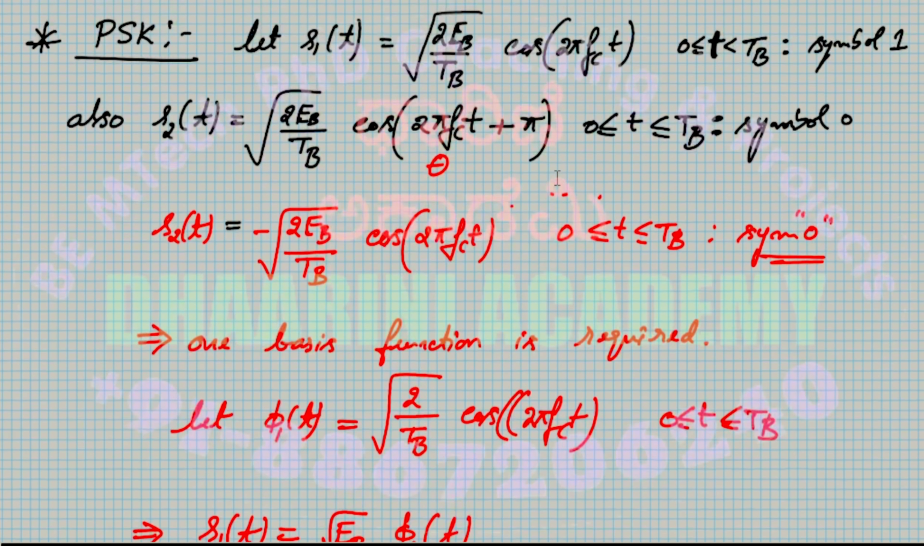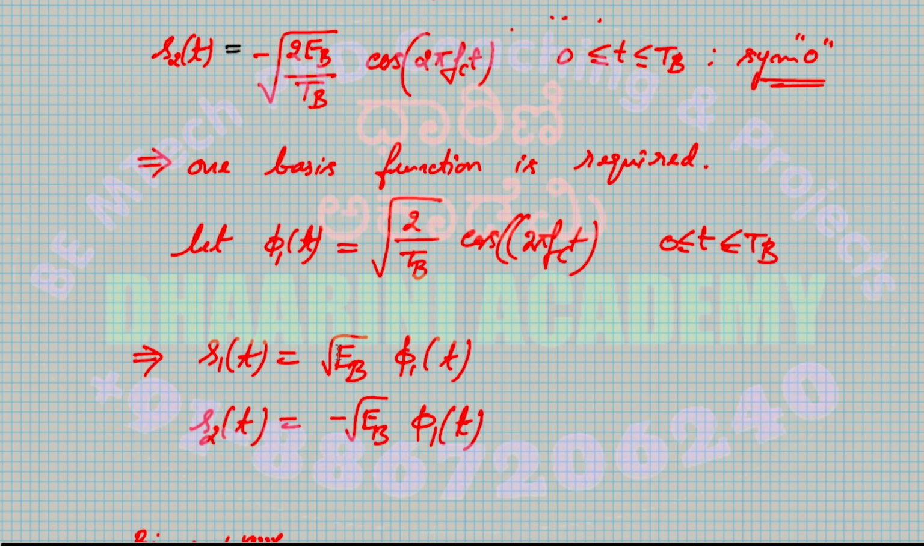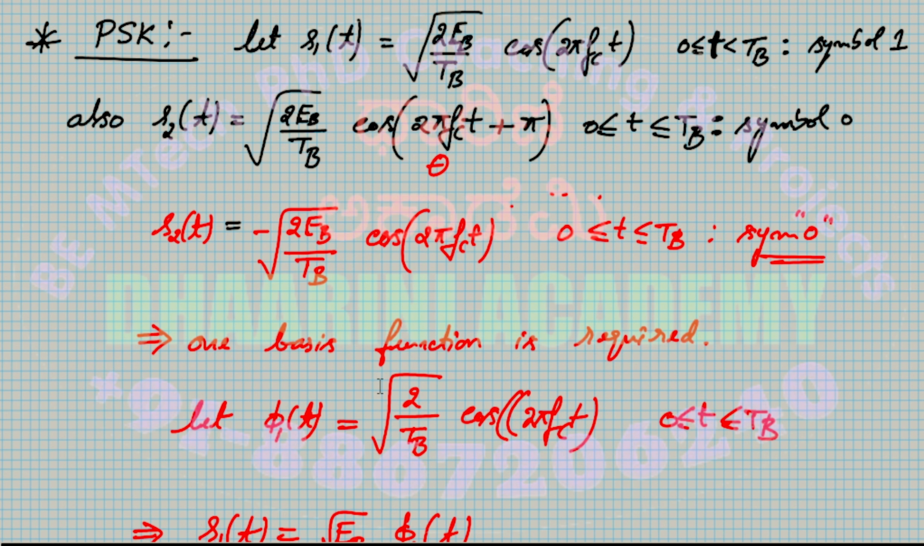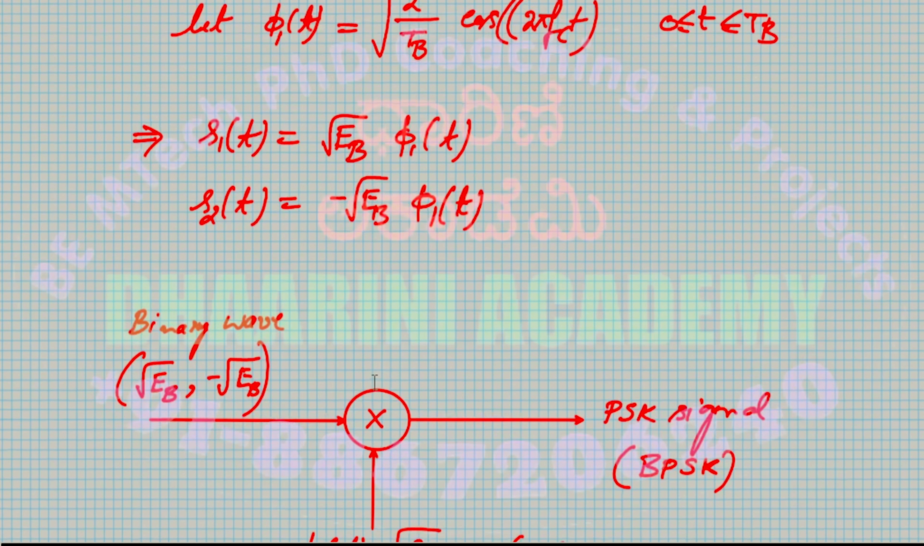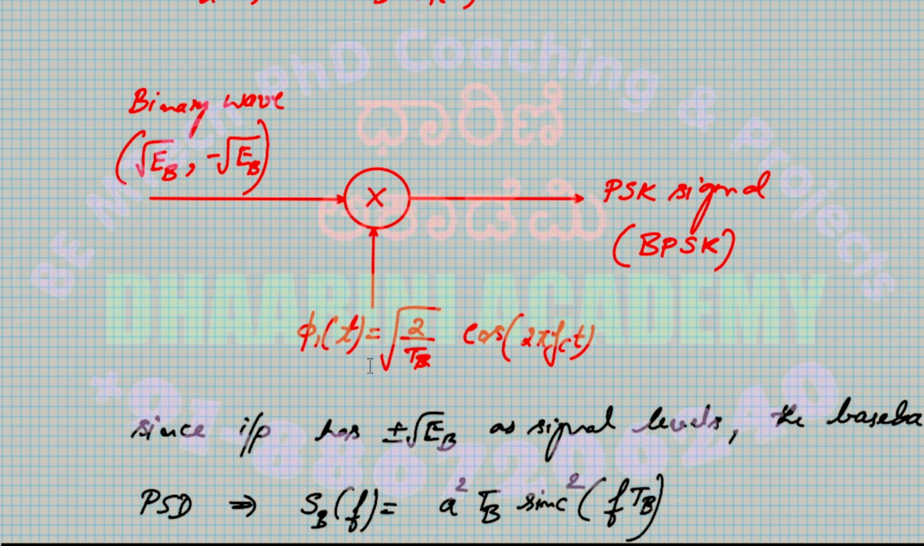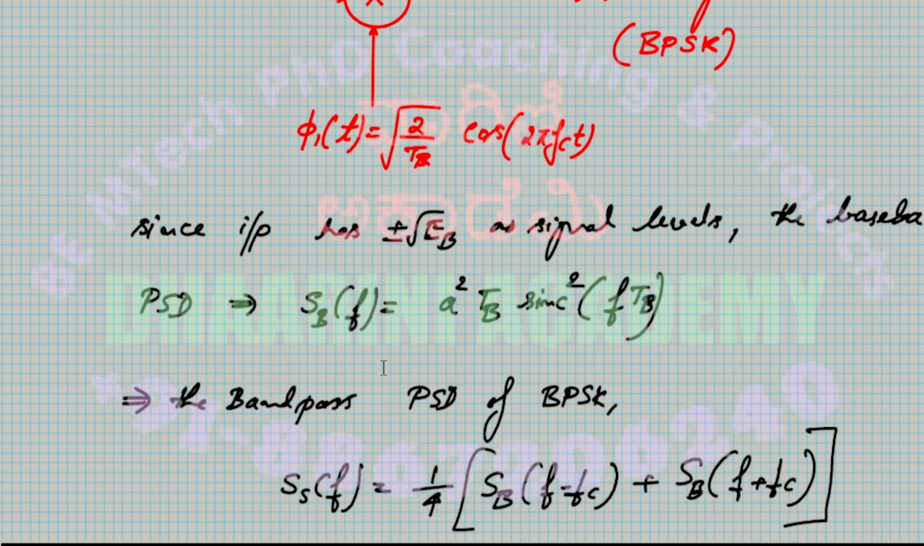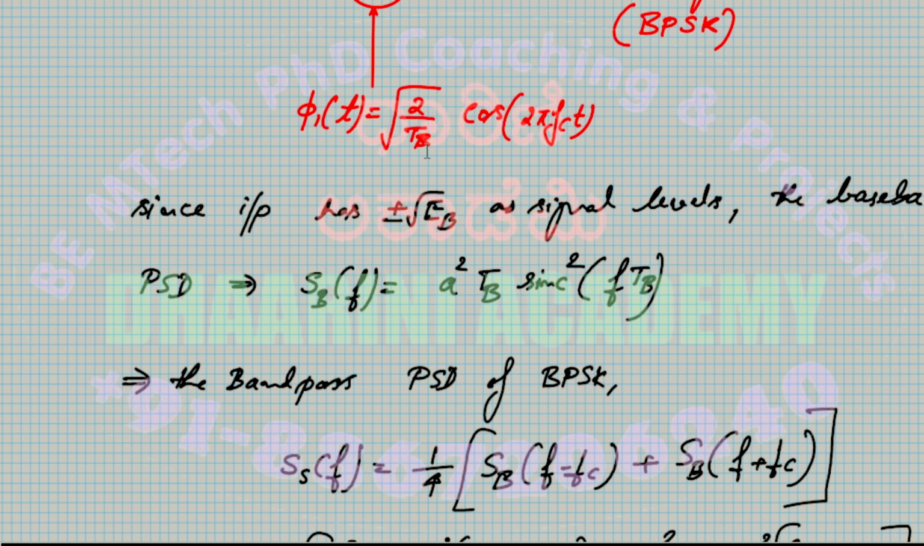Okay, so now how do I get back my S1 and S2 from this phi1? Either you multiply by root Eb or minus root Eb, right? That is the energy content of both, plus 1 and minus 1, plus 1 in the sense 1 and 0. So we look at how the modulator looks. I either send a plus root Eb or minus root Eb. I simply multiply that with the required phi1, which is root of 2 by Tb into cos 2 pi fct. So you get the output.